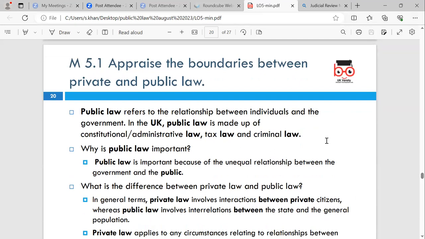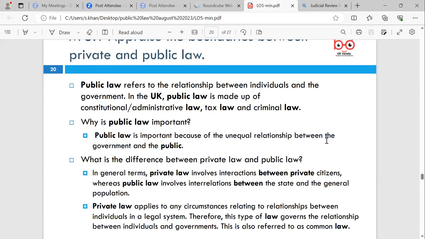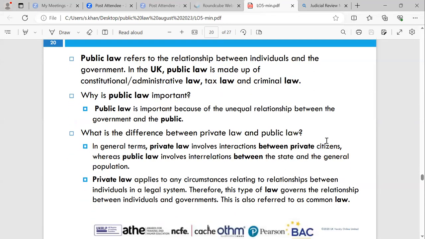M5.1 appraise the boundaries between private and public law. Public law refers to the relationship between individuals and the government. In the UK, public law is made up of constitutional law, administrative law, tax law, and criminal law. Why is public law important? Public law is important because of the unequal relationship between the government and the public.